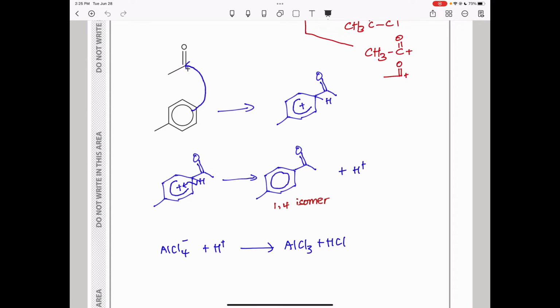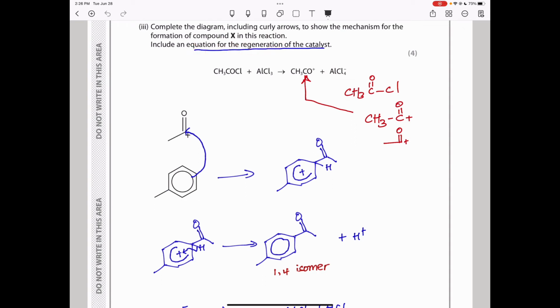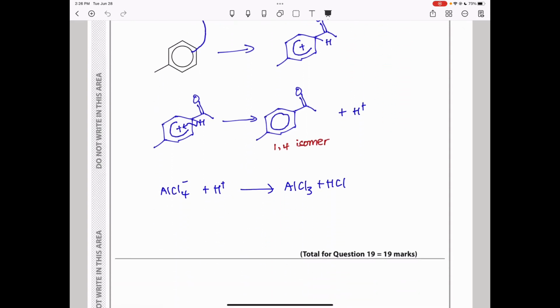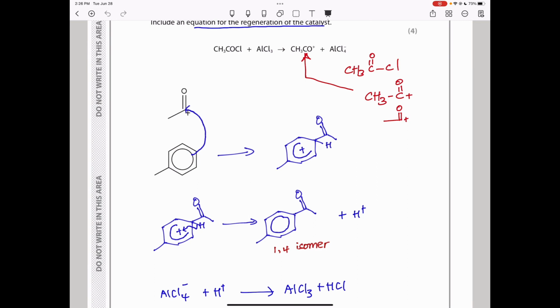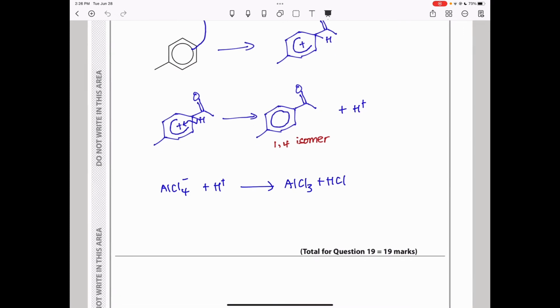So here, this carbon-hydrogen bond breaks, returning the pair of electrons to the ring, and then, of course, the hydrogen is going to break off as H+. So here we have created the 1,4 isomer. However, in the final step, remember they have told you to include the equation for the regeneration of the catalyst. So the other product here is going to react with the H+ created to produce HCl and AlCl3. That is the catalyst regenerated. This is the end of question 19.